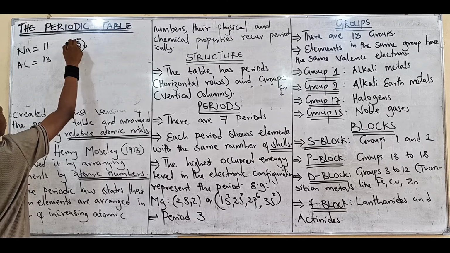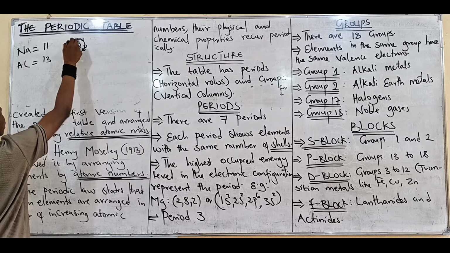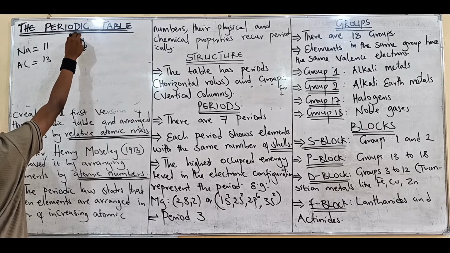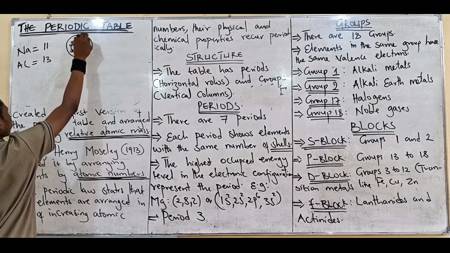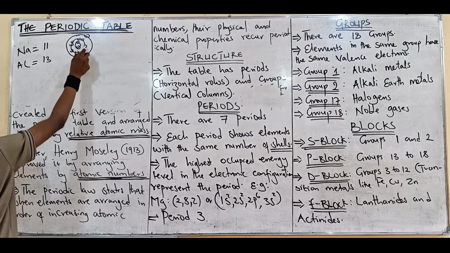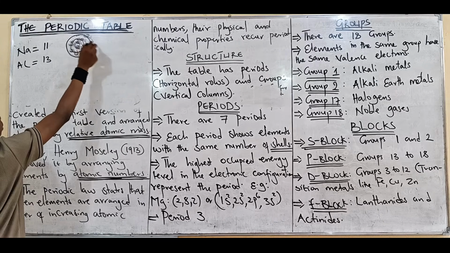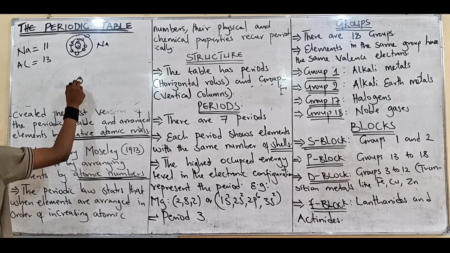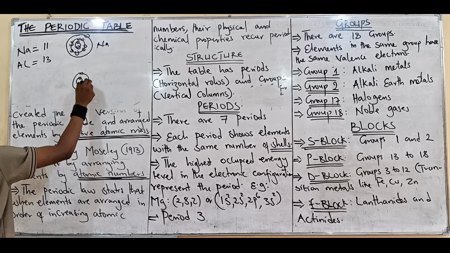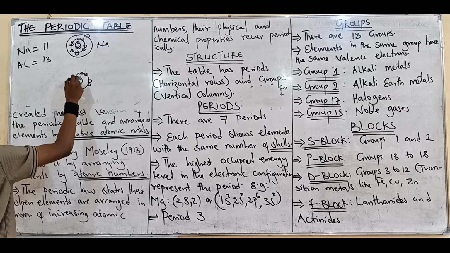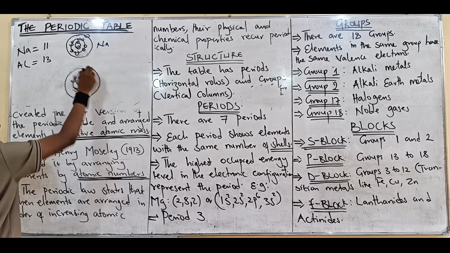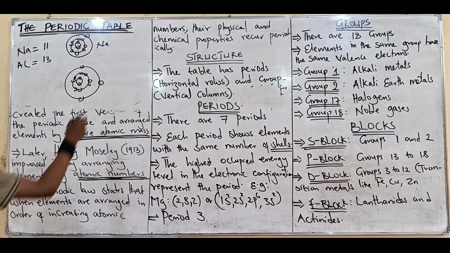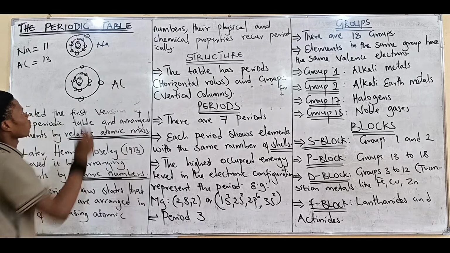3, 4, 5, 6, 7, 8, 9, 10. Remember that the L shell, which is the second shell, holds 8. Then the next one, 1. If you count it now, this is 11. 1, 2, 3, 4, 5, 6, 7, 8, 9, 10, 11. This is for sodium. If you are drawing for aluminum, 1, 2, 3, 4, 5, 6, 7, 8, 9, 10, 11, 12, 13. Good. Now, this is for aluminum and this is for sodium.